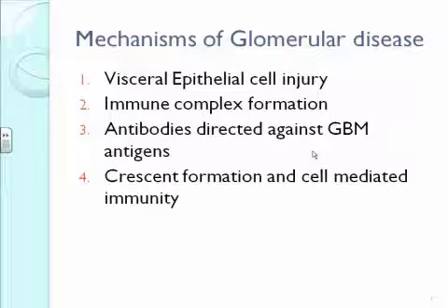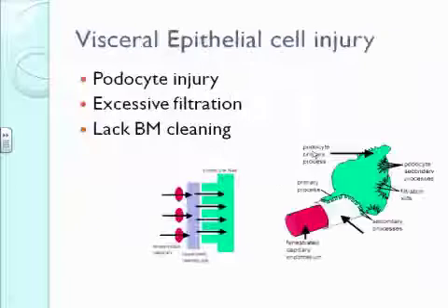When you look at glomerular diseases, you can basically mark it down as four different damaging components. You can damage the visceral epithelial cells. You can cause immune complex formation. You can form antibodies. Or you can do the last one, which is very terrible, which is crescent formation, which indicates that you have cell-mediated damage, and now the outer visceral epithelial cells are significantly injured.